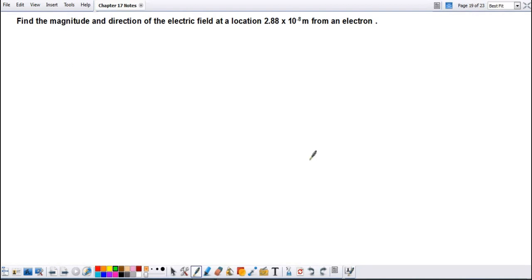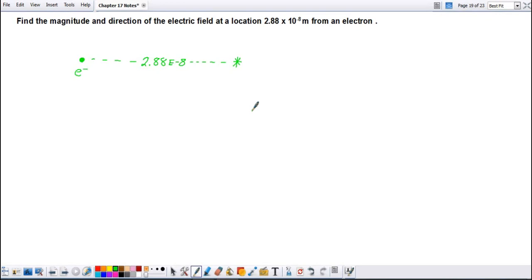And I want to find the field at a location 2.88 times 10 to the negative 8th meters from here. Now it doesn't say which direction to go, so I'm going to go ahead and just make mine go to the right. 2.88 times 10 to the negative 8th. And that gets me to this point. We want to find the electric field there.